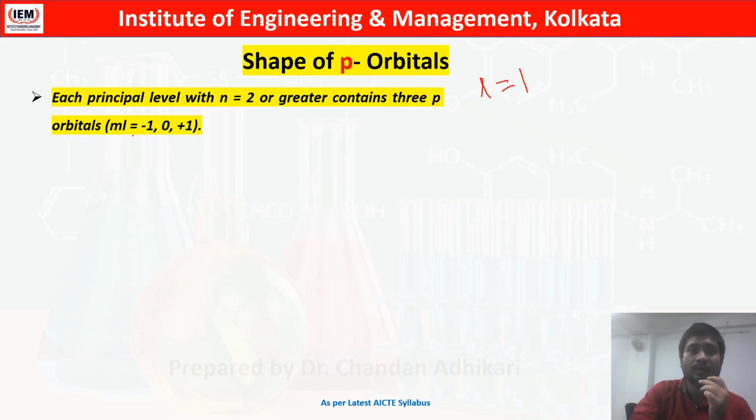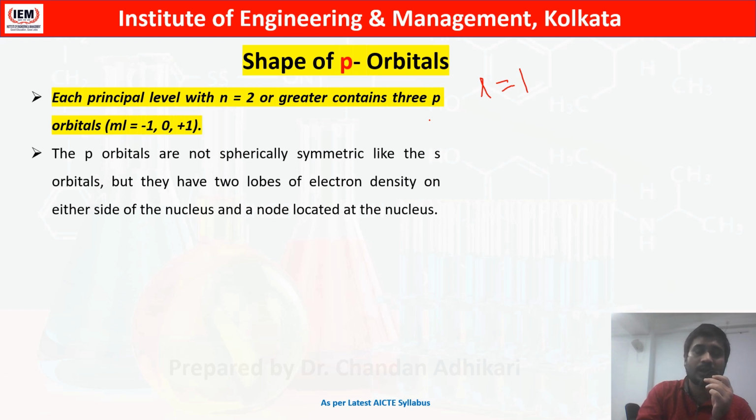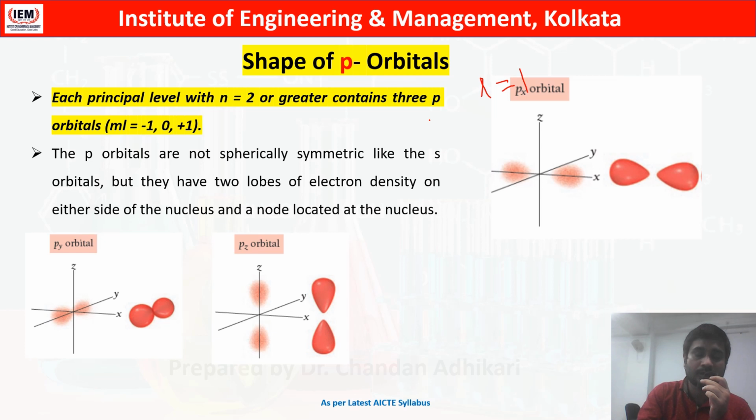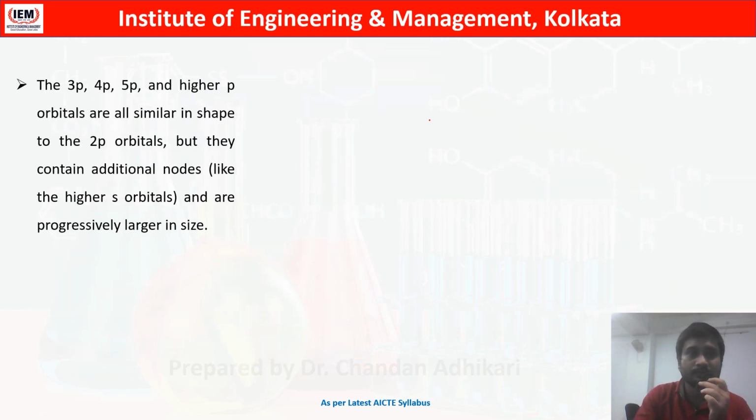So if l is 1, then definitely there will be 3 ml values: minus 1, 0, plus 1. So there are 3 p orbitals, and each orbital can take 2 electrons, so 3 p orbitals can take 6 electrons. And p orbitals are not the same as s orbital, they have a completely different shape, which is dumbbell shaped. Based on their orientation in space, they have been given the names px, py and pz. So altogether there are 3 p orbitals, each can take 2 electrons, so total 6 electrons.